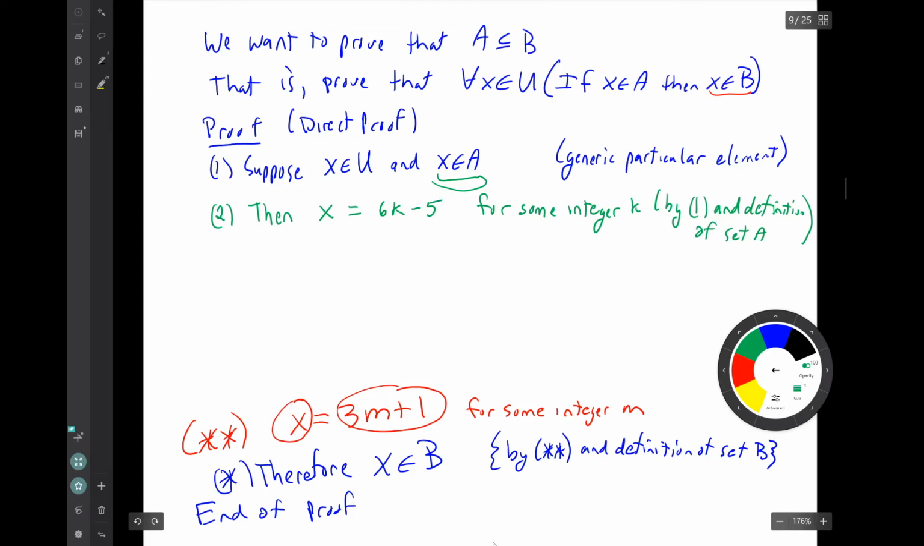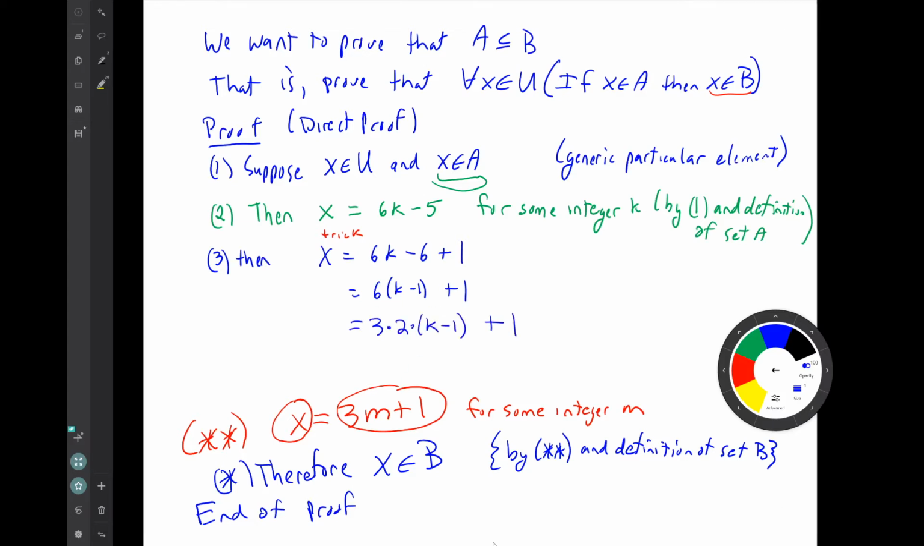So watch this trick. Instead of saying 6k minus 5, we can just say 6k minus 6 plus 1. That's a trick. But look, then we can do this. And once we can do that, we can rewrite that further. So there we are. We have X written as 3 times some stuff plus 1. We want to be able to say that X equals 3 times some integer m plus 1. So now it's very clear what we should do. We should introduce m to be this.